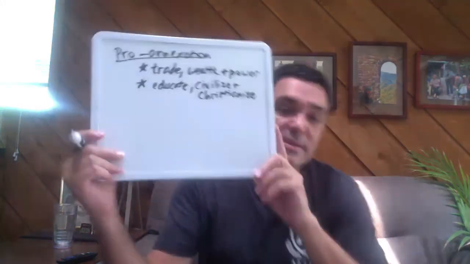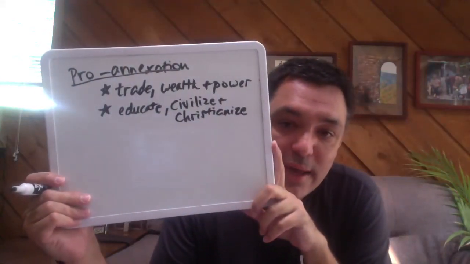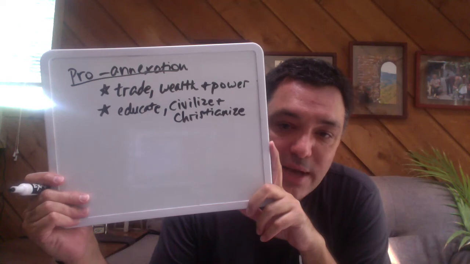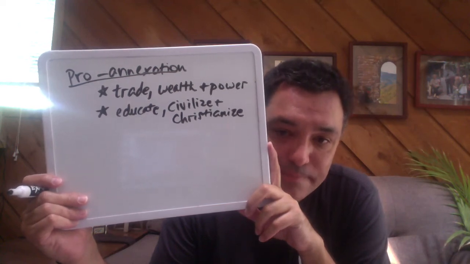So you need to write down these two reasons. Reason number one, trade, wealth, and power. Reason number two, to educate, civilize, and Christianize them. Okay, next one, anti-annexation, to be against it. Remember, annexation, you're making a smaller country part of a larger country.